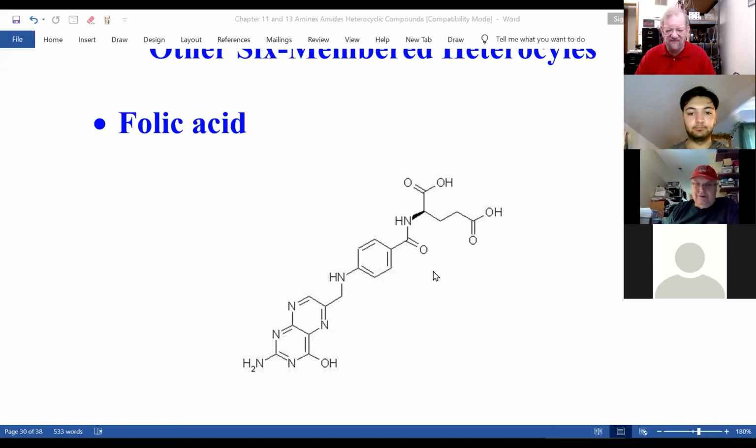And if you follow the news over the last many years, folic acid is an important compound for our diet that keeps our body healthy. It's especially important for small children and pregnant women, but also the rest of us. How it got its name, I have no idea. Up here, carboxylic acid. Another one, I have an amide here, a benzene ring, a secondary amine, and a very complex heterocyclic compound.